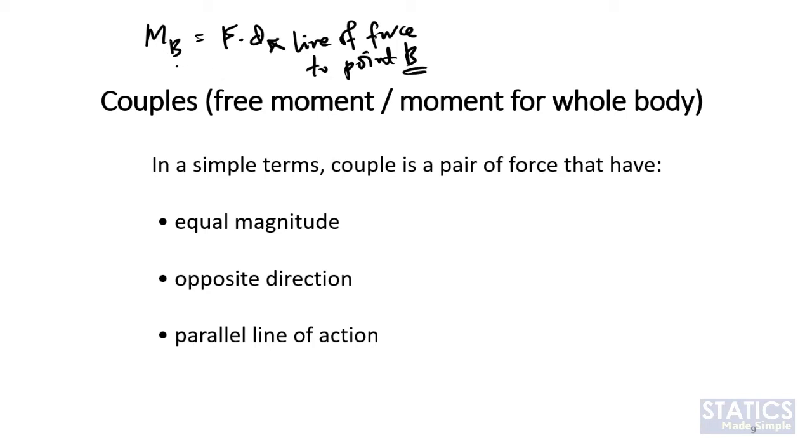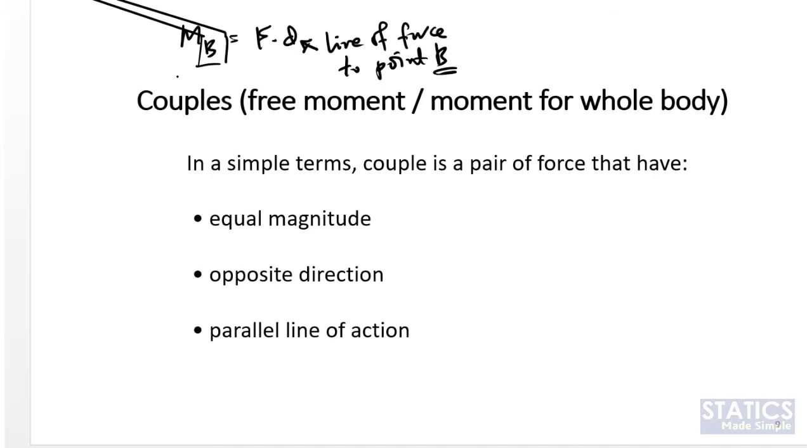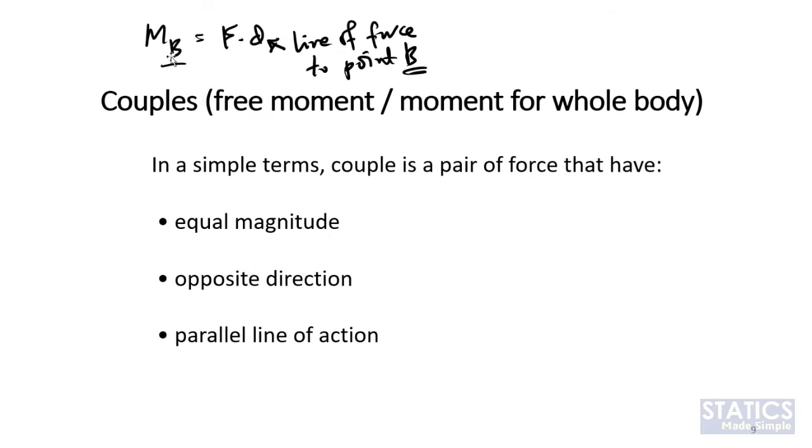However, in some instances, we can have what we call a free moment, or a couple. And why is it free? Because it is no longer dependent on points. It is free because it is no longer point dependent. So basically, the moment will be applied to the whole body. It tends to rotate the whole body. But basically, any point on that body will feel the same amount of moment.